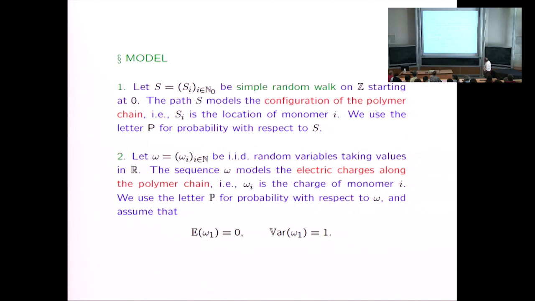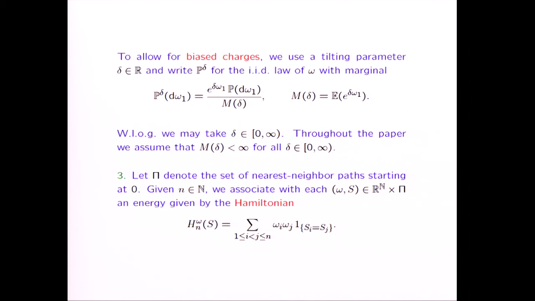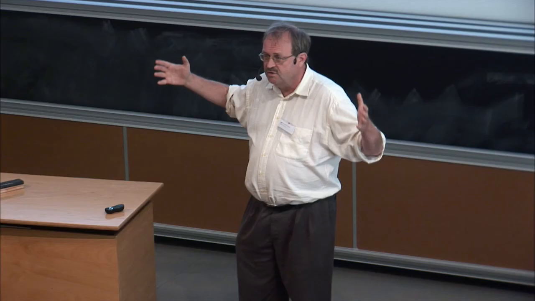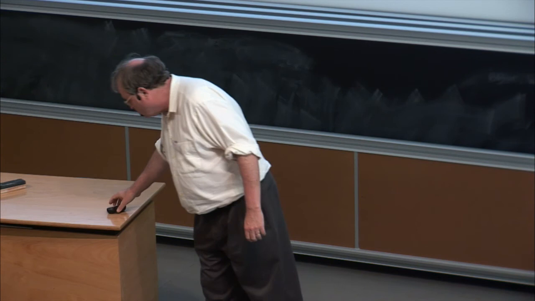And so this is the second ingredient that we need to build up our model. And there are three more to come. Now, we do want to allow for charges that are biased. So we do not want only a situation where the charges have mean zero, so that if you take a very long polymer chain, the polymer chain on average is neutral. No, we want to allow for some biases.